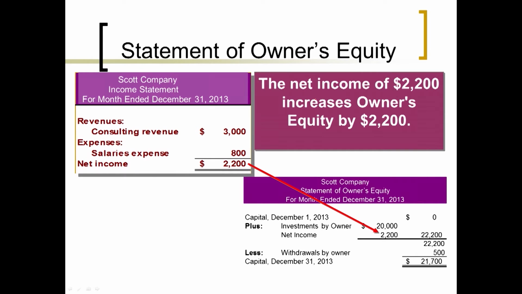Let's take a look at this statement of owner's equity. We have a beginning balance of 0 on December 1, 2013. It's increased by the investments by the owner, like your quiz. It's also increased by the net income. The income is $2,200, and that came from the income statement. That's why we have to prepare the income statement first. And it's decreased by withdrawals. That was also on your quiz, right?